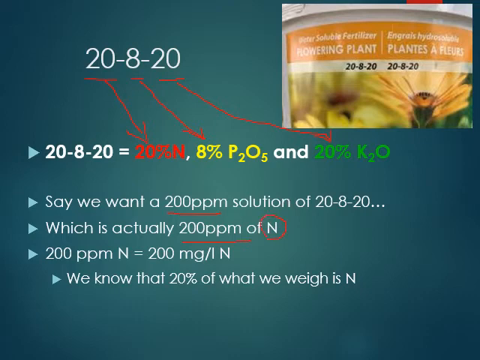Okay, that means that we know that 20% of whatever we weigh from this particular fertilizer is going to be nitrogen. Even though what we have up here is a mixture of different fertilizer components, if we weigh 400 or 1,000 grams, 20% of that is going to be nitrogen. The rest will be phosphorus and potassium.